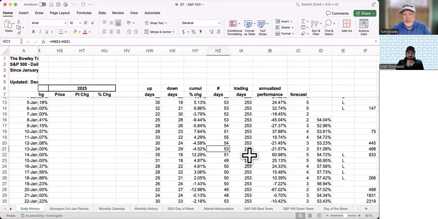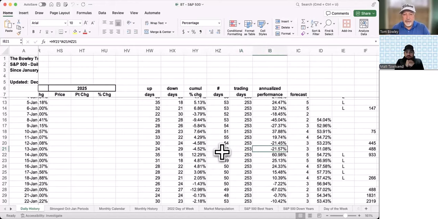And then we come over to the number of days where we've actually had action on the 13th, because sometimes the 13th is going to fall on a Saturday or Sunday. So these are the actual number of times that we've seen the 13th trade, 53 different days since 1950. And then I take the number of trading days in a year, which is estimated to be 253, unless it's a leap year, but roughly 253 trading days.